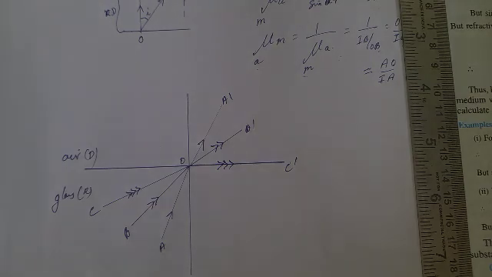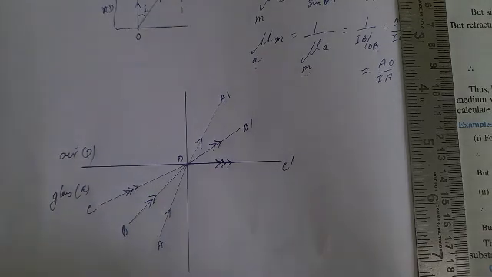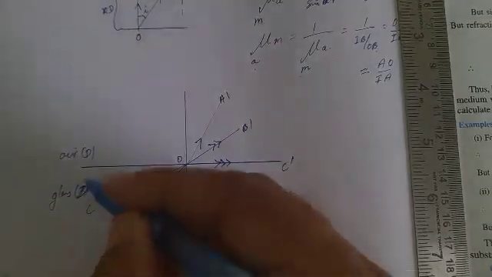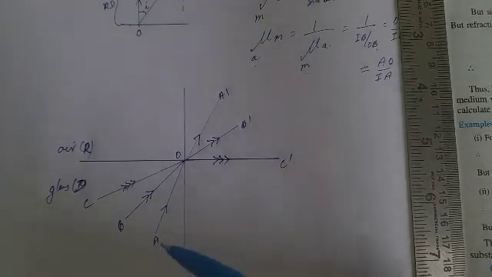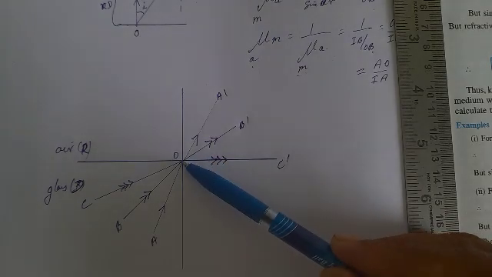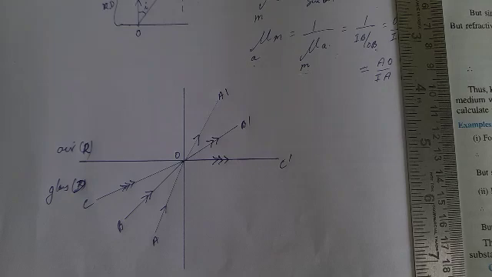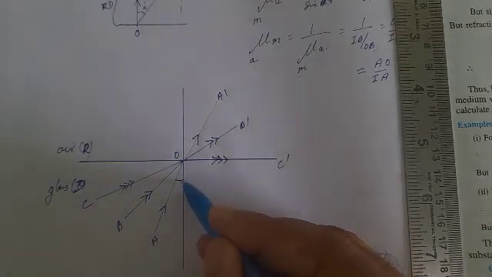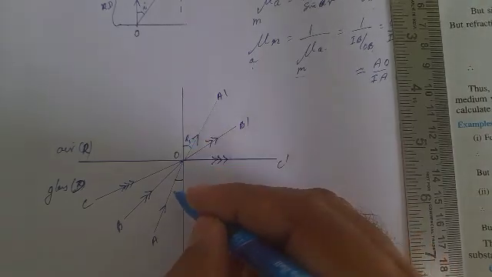Suppose I tell you the ray of light is traveling from glass to air, that is, denser to rarer. This will be denser, this will be rarer. Now look at the ray AO. It bends away from the normal to A dash. A ray of light going from denser to rarer will bend away from the normal. So this is my angle of incidence, this is my angle of refraction. I'll call them I1 and R1.